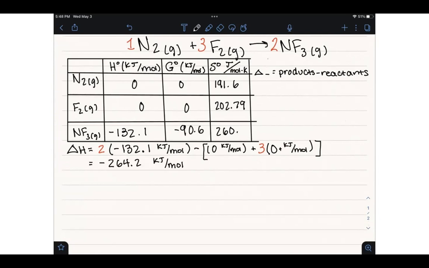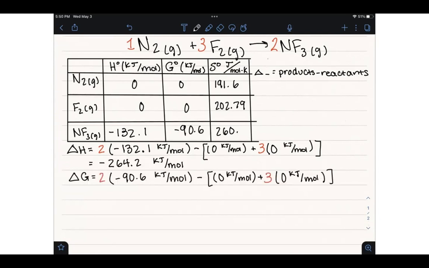And then we're going to do pretty much the same process, but with the G values for free energy. So we have the same 2 moles, 1 mole, 3 moles: the 2 moles of product, and then the 1 and 3 moles of the reactants with the G values. So 2 moles of negative 90.6 kilojoules per mole minus the reactants, 0 kilojoules per mole times 1 mole plus 3 moles times 0 kilojoules per mole, which adds up to negative 181.2 kilojoules per mole.